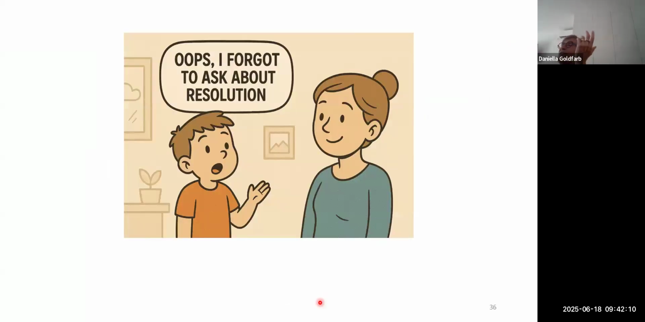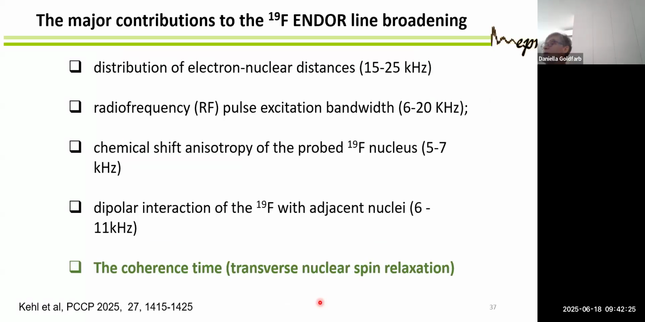Okay, so now we talk about resolution. What determines the resolution of these ENDOR spectra? Because if we have narrow lines, we can measure longer distances. So let's see what affects the ENDOR line width. First thing, of course, is the distribution of the distances, and if you have a label that is not flexible, you're doing better. From our experience, this is usually between 15 and 25 kilohertz.